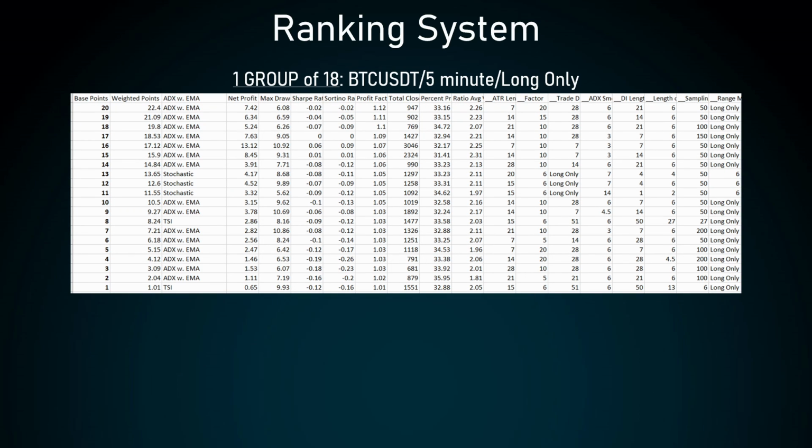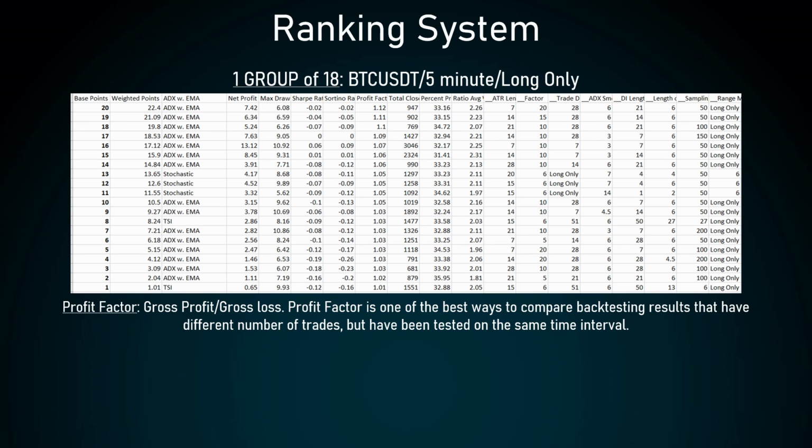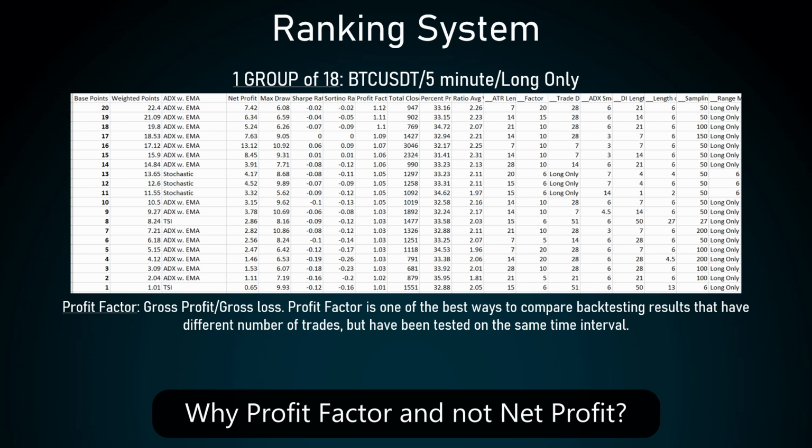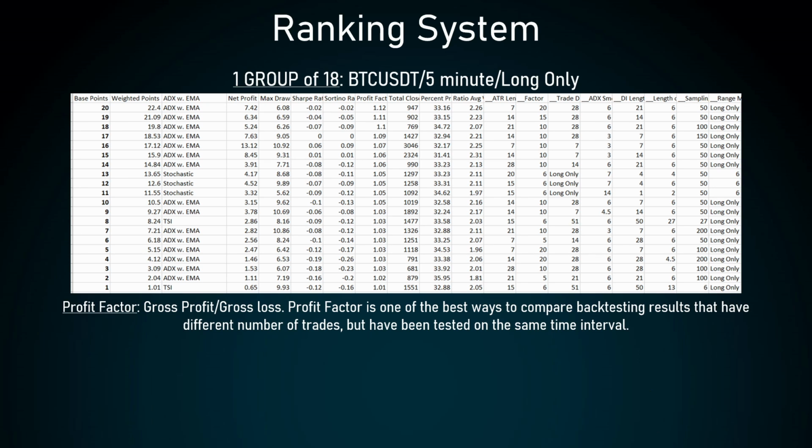To find out which momentum indicator is the best, so which one can improve a simple strategy the most, I sorted each group based on profit factor. But why profit factor and not net profit? As each backtest has different number of trades, using net profit as the point of comparison is not ideal. Because a backtest which has 200 trades instantly has a higher chance to generate more net profit compared to a backtest that has only 100 trades.